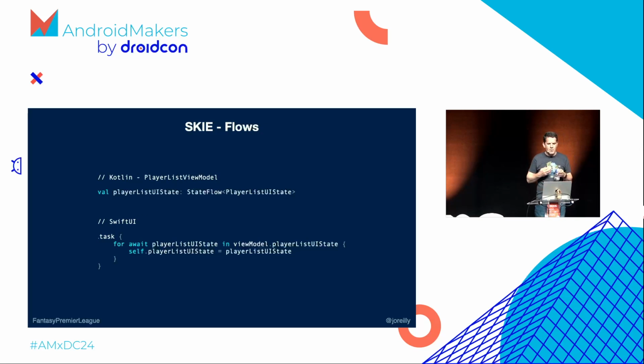Likewise for flows, we have this player list UI state flow in our ViewModel. And we use Swift for await to observe that in our iOS client. That Swift for await, as mentioned before, is analogous to Kotlin's collect. And as with KMP Native Coroutines, when the SwiftUI screen that's used in is no longer shown, then it's automatically cancelled, and that cancellation is propagated to the Kotlin flow as well.